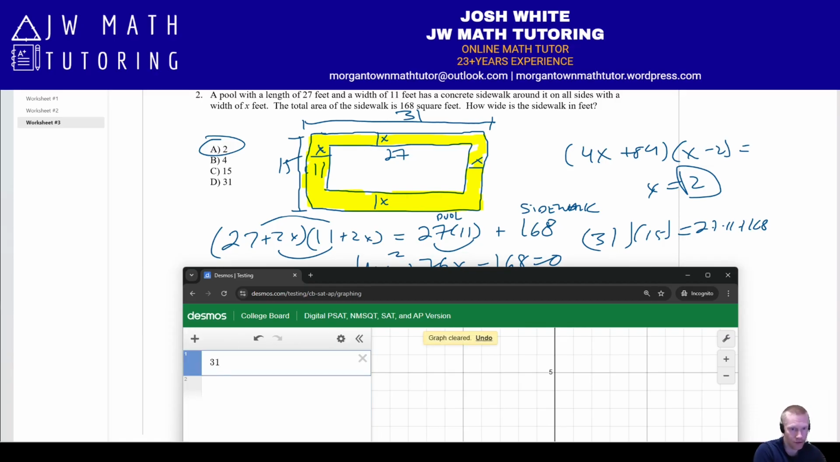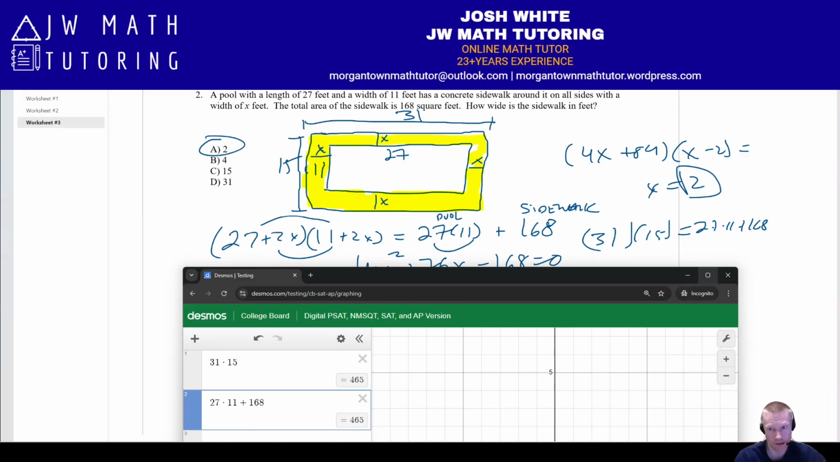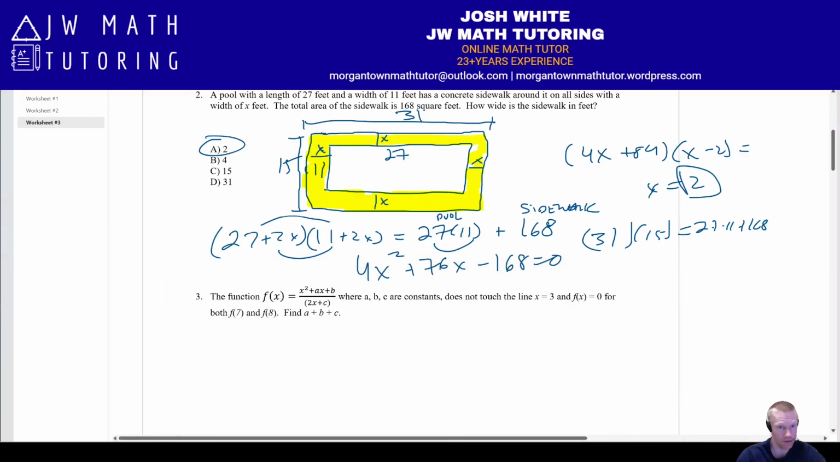So let's confirm. 31 times 15 is 465. 27 times 11 plus 168. Yes, 465, we get the same value. So that confirms that it is answer choice A. But again, that's an alternate approach of back solving, where you start with the answer choice and plug it in, and then you match up the total area from two different calculations.